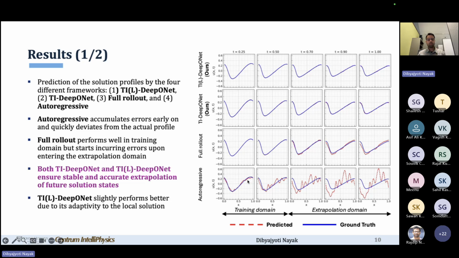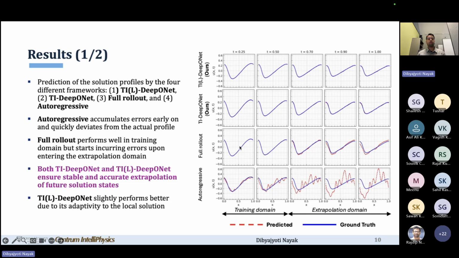First, let us focus on the autoregressive case. The solid blue line corresponds to the ground truth solution profile, and the red dashed line gives you the predicted profile. This is our training time domain, and this is our extrapolation domain. In the autoregressive case, as can be expected, the model starts accumulating errors early on at the initial few time steps, and these errors keep growing as you move further and further in time. Finally, once you reach the final time step, we can clearly see that the errors have grown to a very large value, and there is significant deviation from the actual profile.